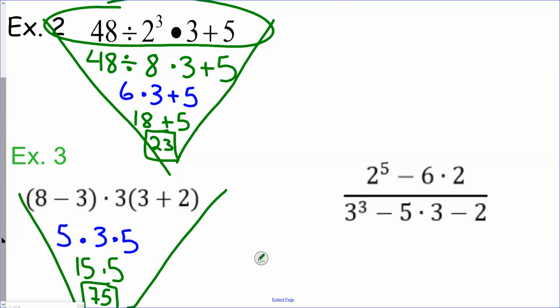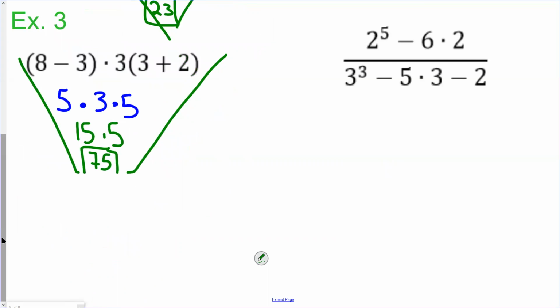One more example. All right. So here, I'm going to hit extend page. So it's going to move it. Here, we have a crazy looking fraction. Don't think of it as a fraction. Think of this fraction bar as kind of a divider. It's two different problems almost. When we see something like this, we want to do the top, we do the bottom, and then we use the fraction bar. Okay. So you think of them almost as two different problems.